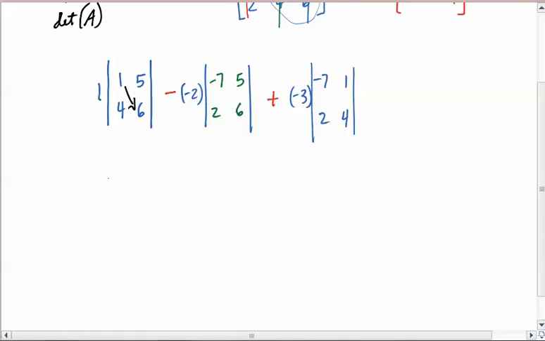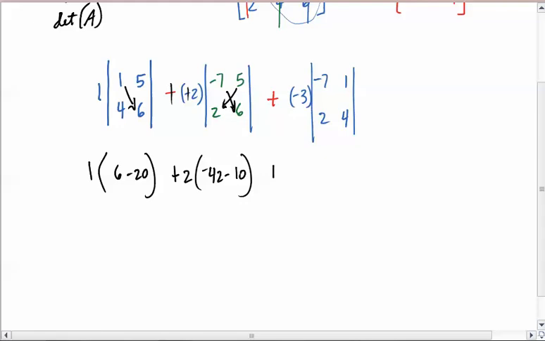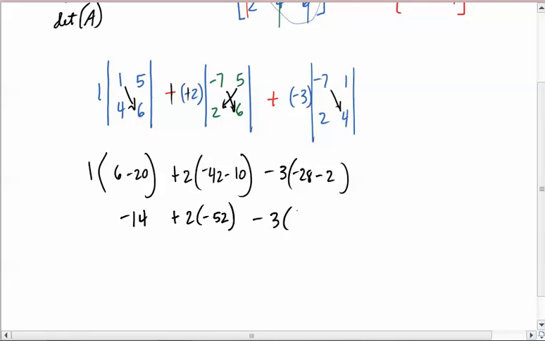So this is going to be a 1 times 6 minus 20. This is going to be really a +2 times, right? That's going to be plus and plus. So this is going to be -42 minus 10. And then, pardon me, this is going to be a minus the 3. There's the -28. We're going to have -2. All right, let's see what we get. We have -14 plus 2 times -52 minus 3 times, that's -28 minus 2 is -30.